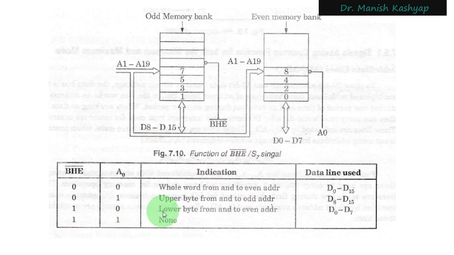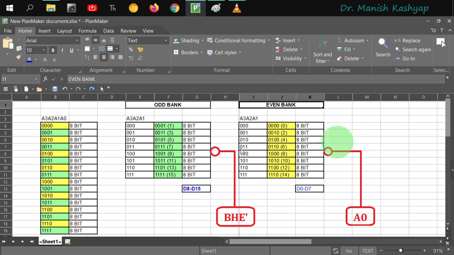Similarly, 1 0 is for the lower byte from and to an even address, and 1 1 means none of them will be activated, because if you apply 1 here, this will be deactivated, and if this is 1 here, this will be deactivated. That's what we are going to verify today. But let's not begin with this big example. Let me take a smaller example. Assume here that we have this kind of memory. First have a look at this particular side, then we will come to this side.